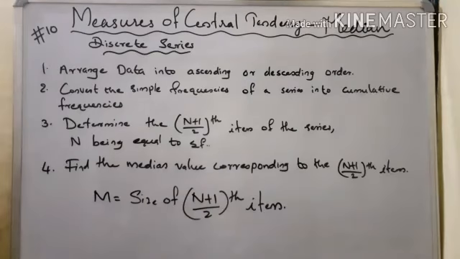This is my 10th video related with the measures of central tendency. In this video, I am going to discuss how to calculate the median by discrete series. So, the first step is to arrange data into ascending or descending order. In the case of discrete series and individual series, both, first and foremost thing is to arrange data into ascending or descending order. Then the second step is to convert the simple frequencies of a series into cumulative frequencies.